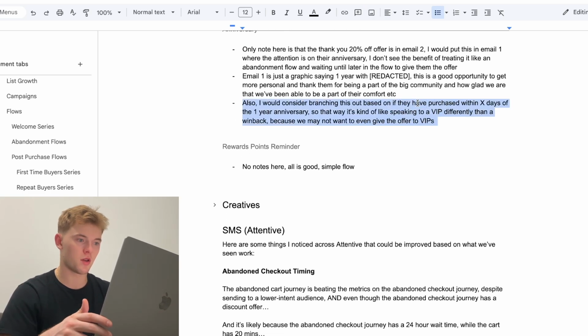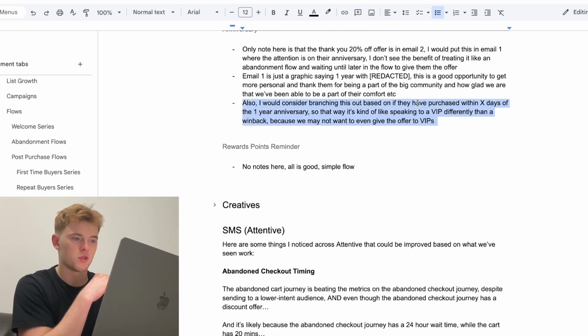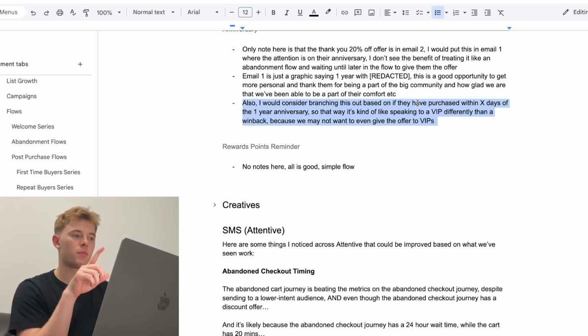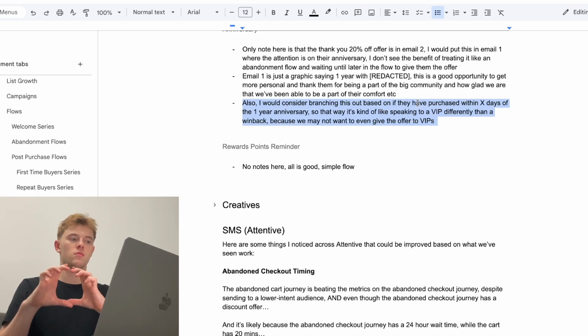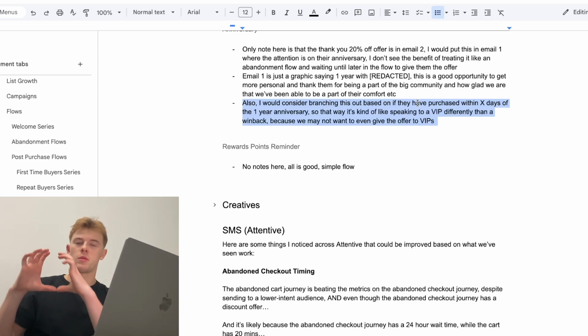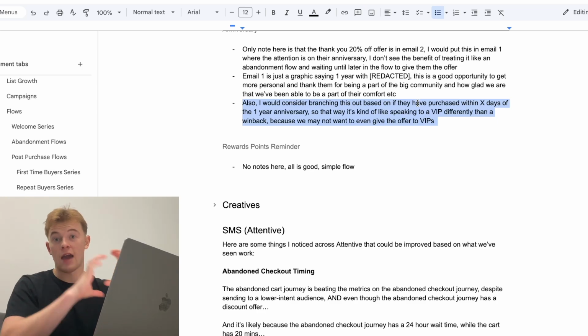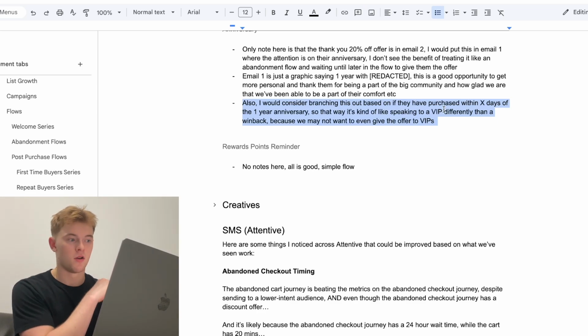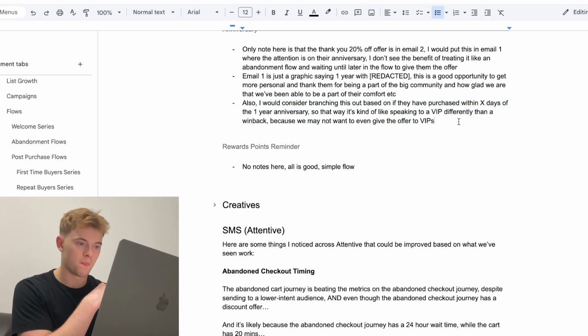Another note I had on the anniversary flow is I would consider branching it out based on if they had purchased within, let's say, 30 days of that 1 year anniversary. It could be as long as 180 days even. That way you position it differently for people that purchased again versus people that haven't purchased in that last year, because those people should be treated differently.